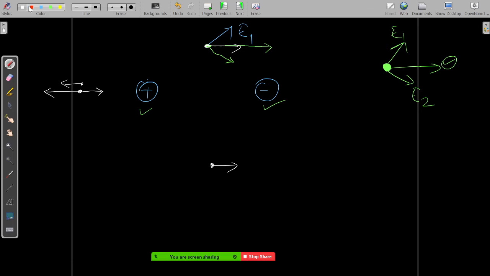Can you repeat once? See, the electric field due to positive charge.